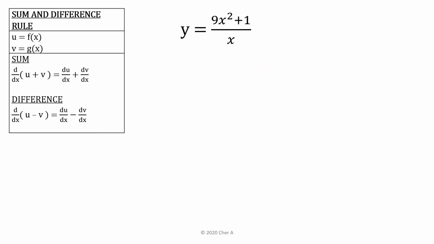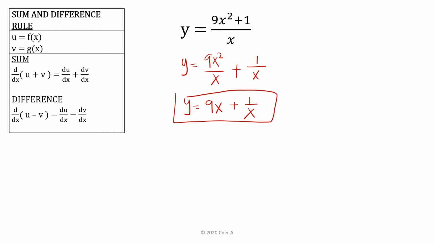Let's look at another question. This looks like a fraction, but what we can actually do is to separate it out so that we can solve this using the sum or difference rule. So this fraction shares the same denominator, x. To separate it, my numerator over x plus the other number over x. So I get y equals 9x squared over x plus 1 over x. Simplifying this, I'll be left with y equals 9x plus 1 over x.